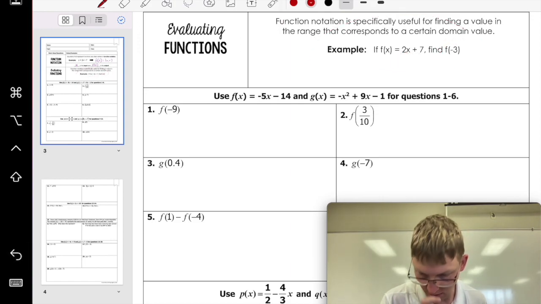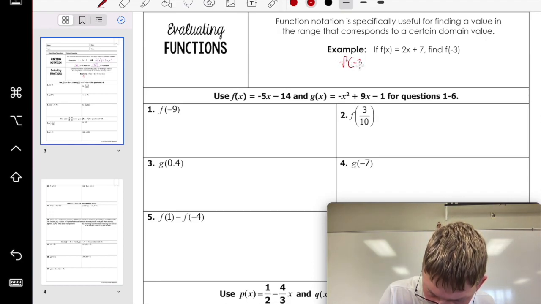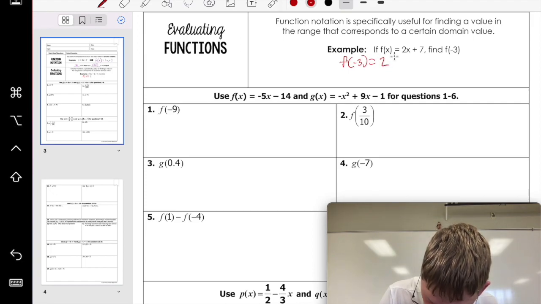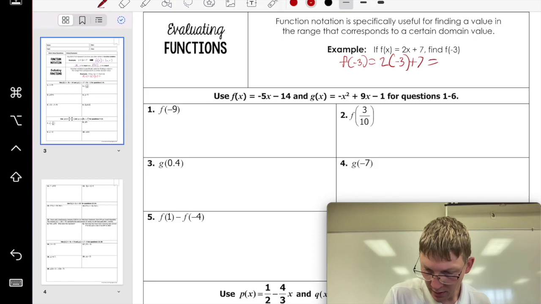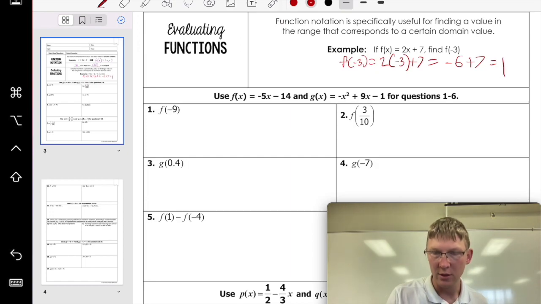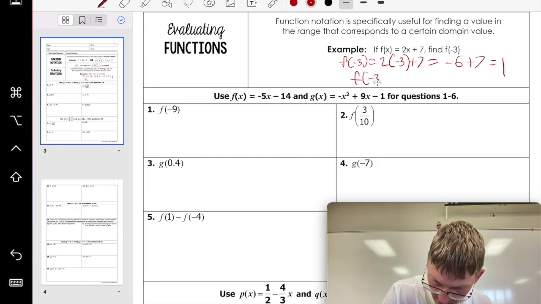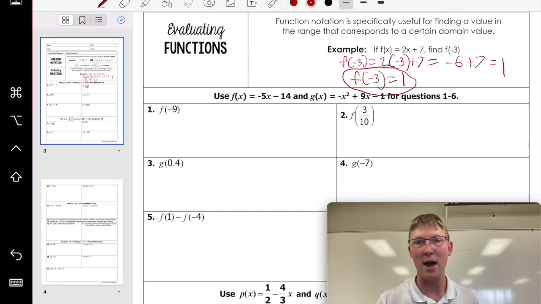So that's kind of how it's going to be frequently written. Find f of a number. That just means that anywhere you see an x, you're going to plug in a negative 3. So in this case, f of negative 3 equals 2 times negative 3 plus 7. We just evaluate like we've normally done. So 2 times negative 3 is negative 6 plus 7, which equals 1. So then we can say f of negative 3 equals 1. That's what they mean by evaluate the function.